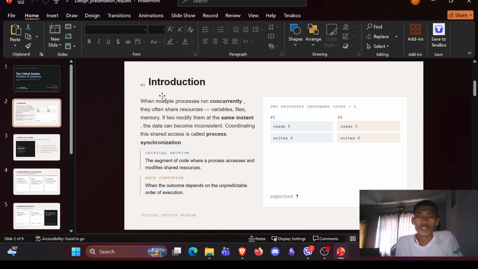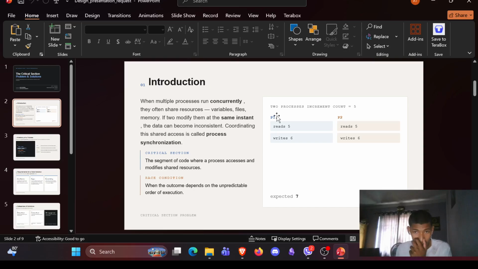This is the introduction to the critical section problem and solutions. First, why does this problem exist? In a modern OS, multiple processes run concurrently and often share resources: variables, files, memory. If two processes modify the same data at the same instant, the result depends on timing.